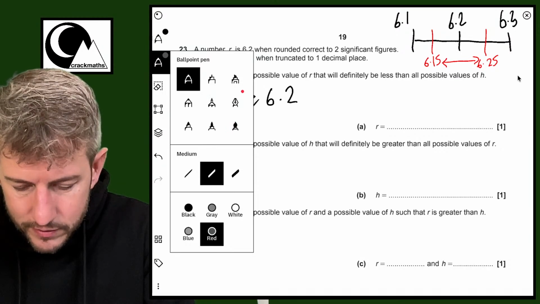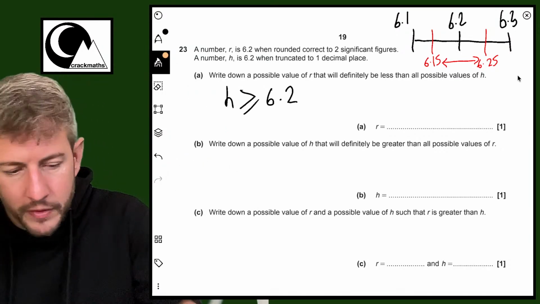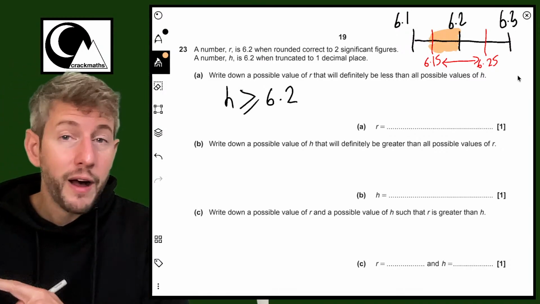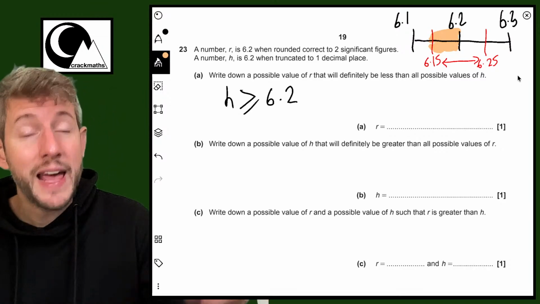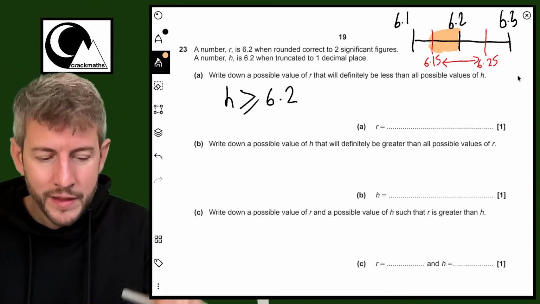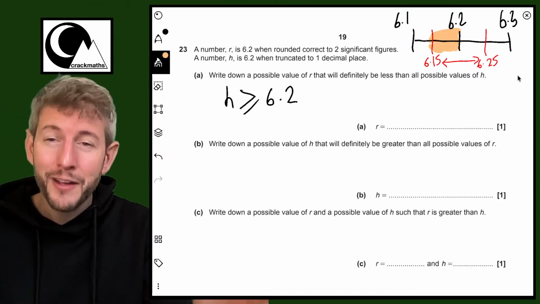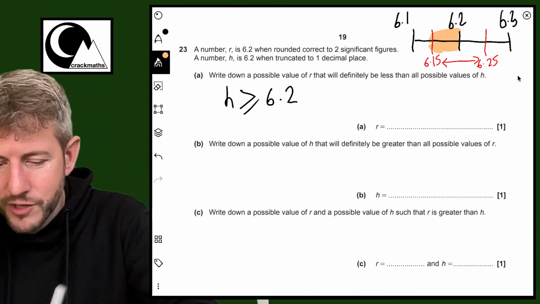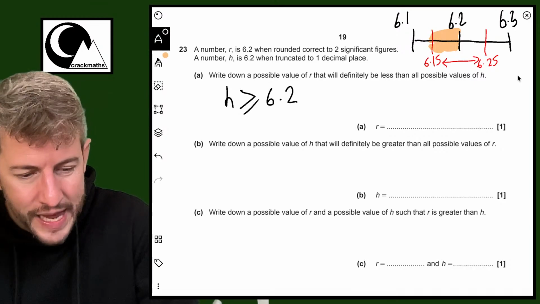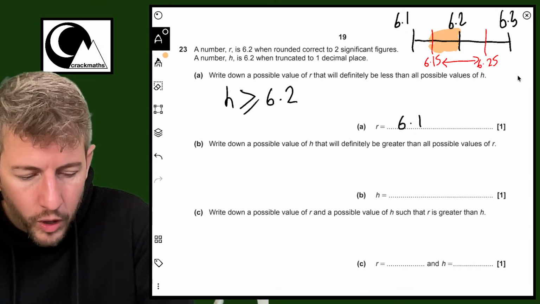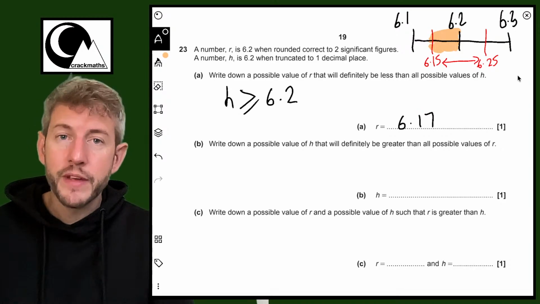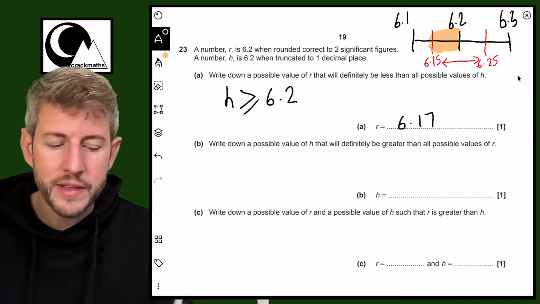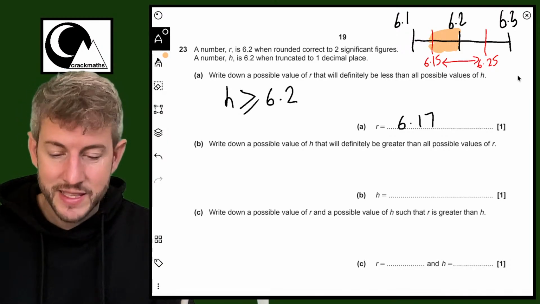Where's the highlighter? There we go. All the values on this side of 6.2 could be values of r that will definitely be less than values of h, okay? So what we're looking at here is we could have 6.17, okay? So r could have equaled 6.17, but h could never have equaled 6.17. So we know that 6.17 will definitely be less than h.